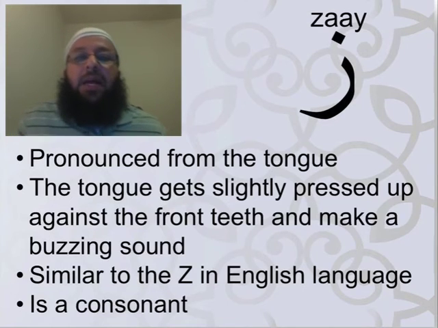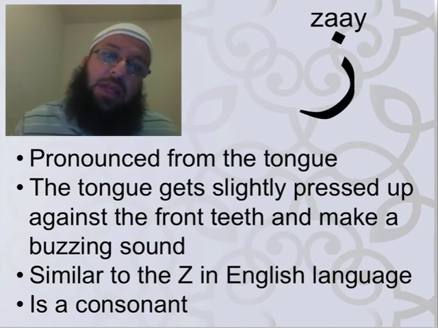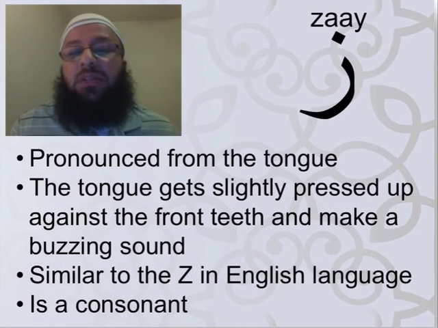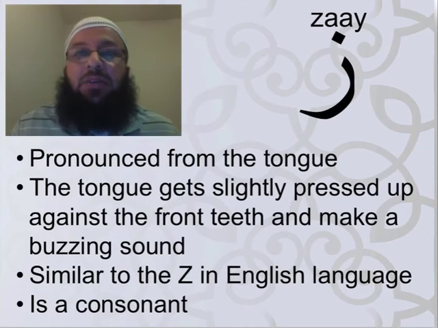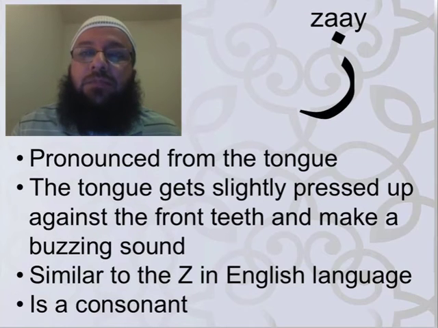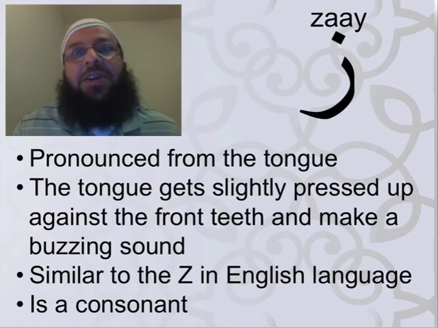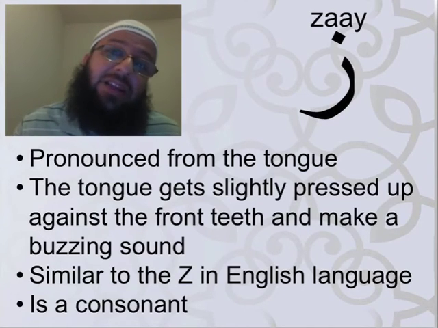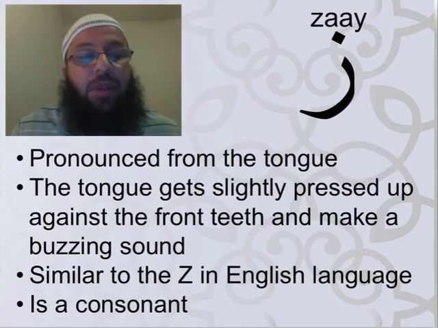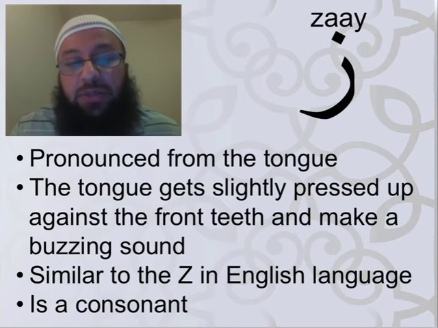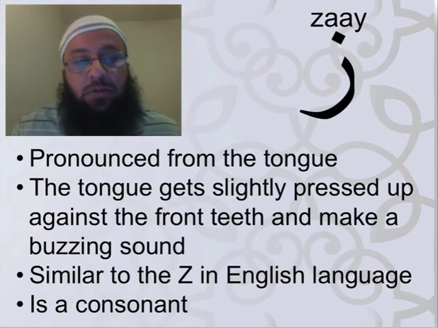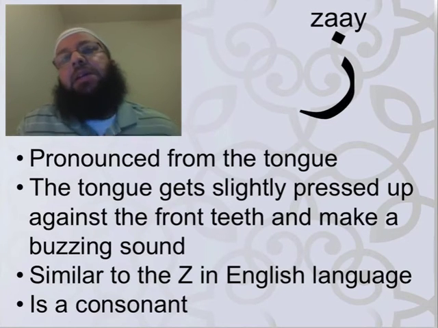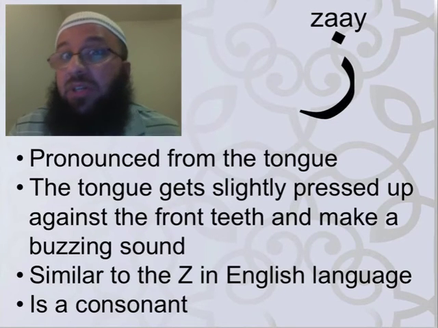The letter Z is pronounced from the tongue, and the tongue gets slightly pressed up against the front teeth and makes a buzzing sound. So it's like this. Z, Z, Z. For the Urdu speakers, they're going to now call it a Z. Right? But it's not a Z. In the Arabic, it's called a Z. Very similar, or almost identical, to the Z in the English language. And there isn't much else to say about it.